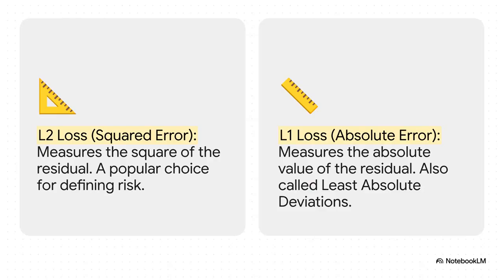But how do we take all those individual little misses and combine them into one single score for the whole line? Well, it turns out there are two main philosophies on how to do this. There's L2 loss, also called squared error, where you square each residual. And then there's L1 loss, or absolute error, where you just take its absolute value. Now, this might sound like a tiny, nerdy detail, but trust me, this choice has massive consequences down the road.